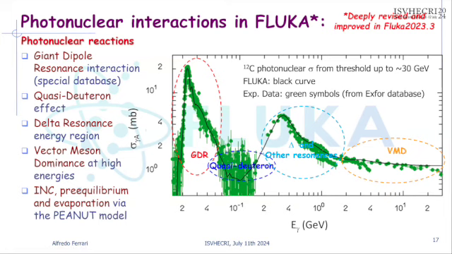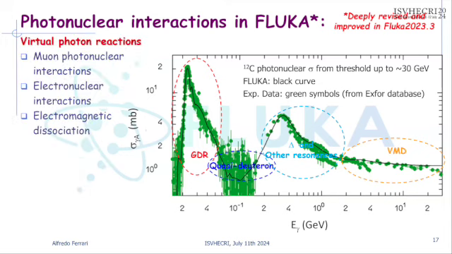So, of course, we have intranuclear cascade, pre-equilibrium, evaporation, and some specific effects which are typical of the nuclear environment for photons and pions, that I'll discuss in a moment. And at the same time, FLUKA can also do muon photonuclear interaction, electronuclear interaction, and electromagnetic dissociation, something that I think somebody called ultra-peripheral collisions the other day.